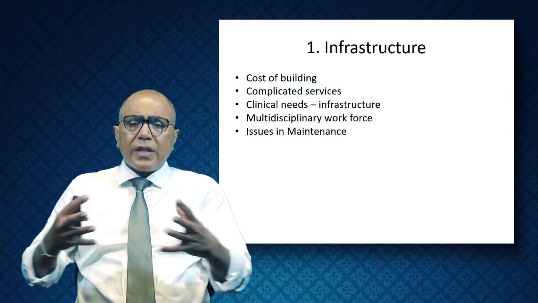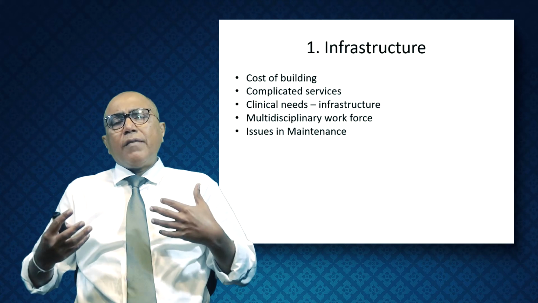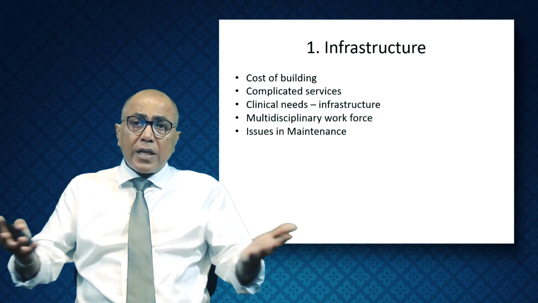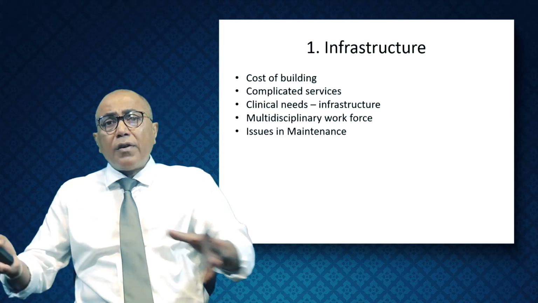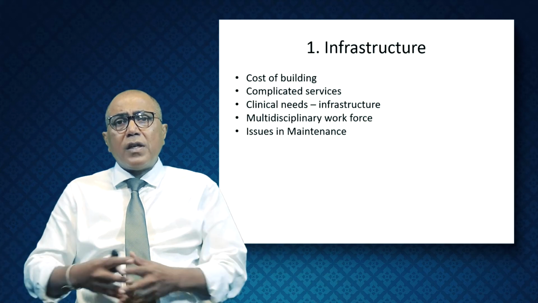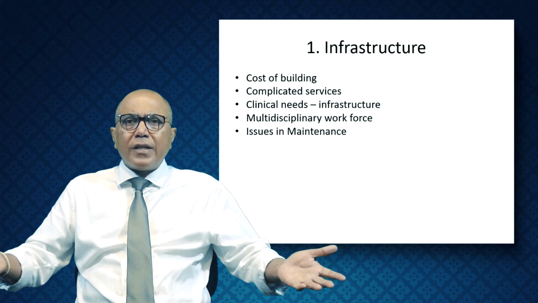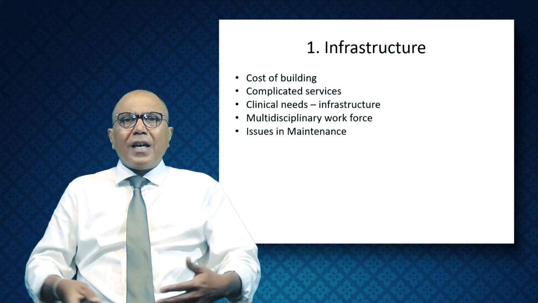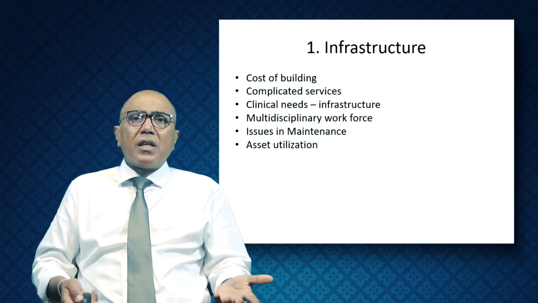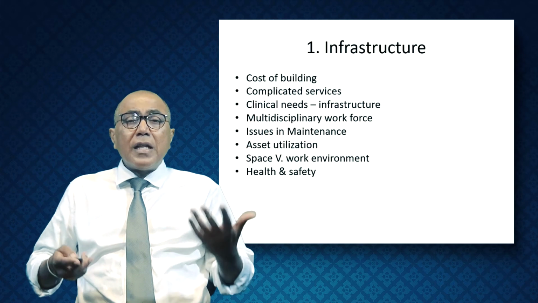So therefore they work in this space. So how will you allocate this space? Currently everyone wants their own space, but you can't. Space is expensive. You can't have rooms for everyone. In the first world, there's only a nurses station where doctors and everyone sit there and talk to everyone and get their work done. And there are issues with maintenance, asset utilization, space, the work environment, health and safety.